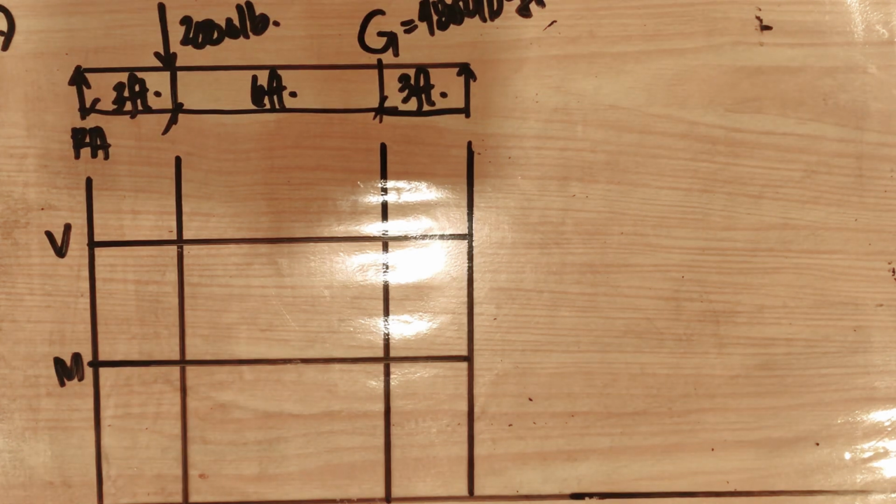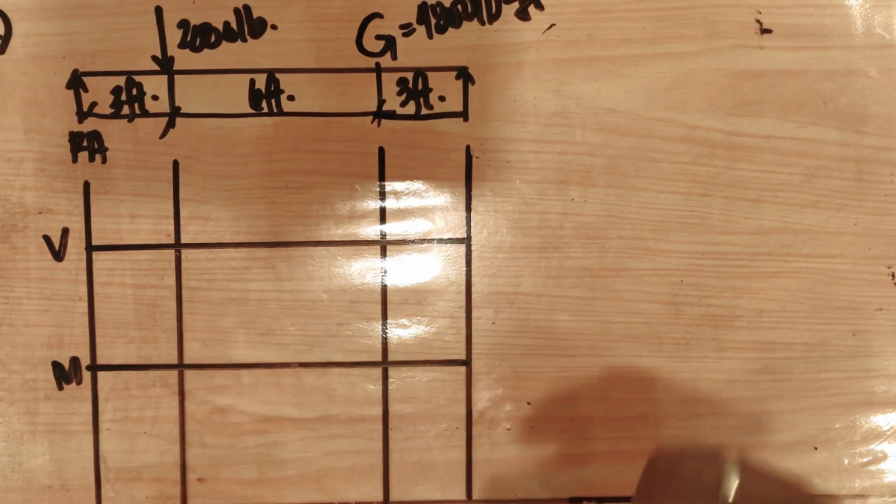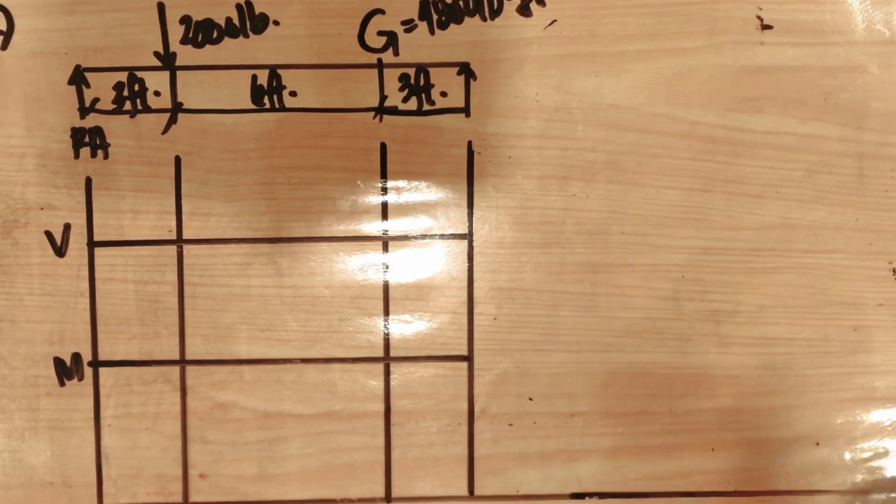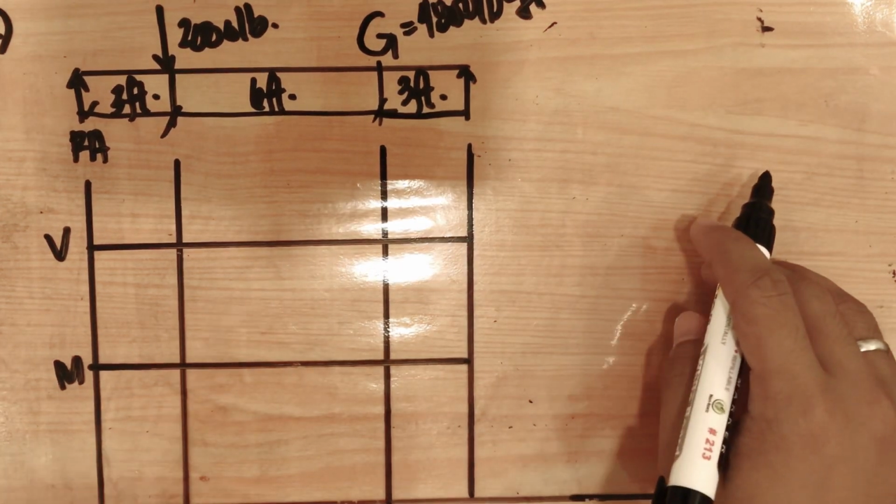So for problem number 3, draw the shear and moment diagram of the beam shown. At point A, we have a support. Then at point D, we also have a support. Then at point B, we have a gravity load equivalent to negative 2,000 pounds. Then at point C, we have a couple or a moment equivalent to 4,800 pound-feet. The distance from point A up to point B is 3 feet, B up to C is 6 feet, and C up to D is also 3 feet.